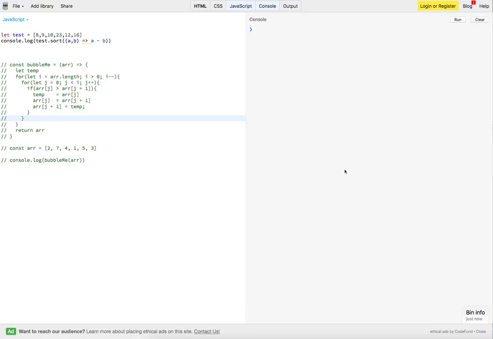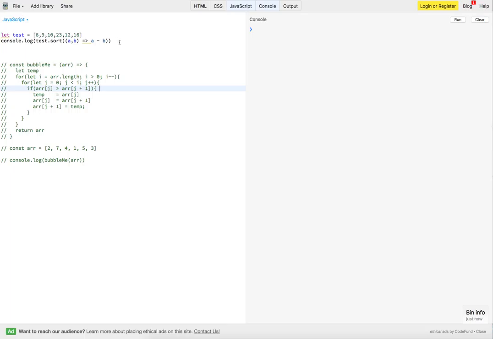Alrighty, this isn't so much of a problem as it is a walkthrough. And let's see if I can do this in one take. So today we're going to talk about bubble sort. And I actually have the code right here on how to do it. And we'll walk through that.